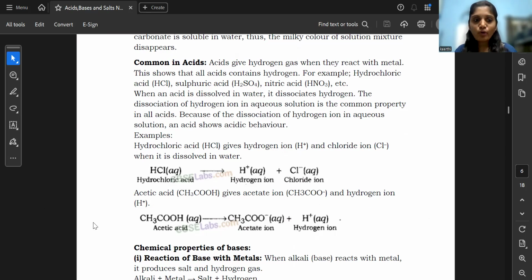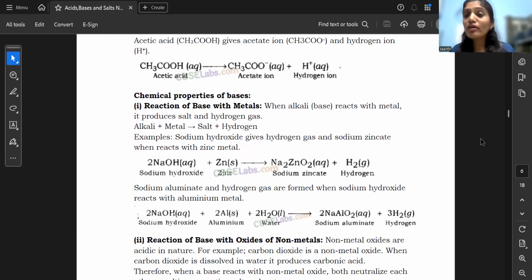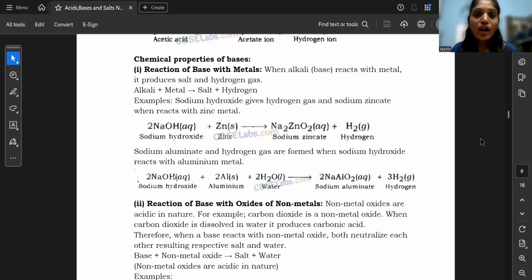Clear? Now we are going to see the chemical properties of bases. We'll still see the chemical properties of bases in this session, and the next part, pH, NaCl and compounds from NaCl, water of crystallization, and all that we'll see in the second part in the next video. Now it is very important to understand the chemical properties of bases. When you are doing the chemical properties of bases, listen very carefully, all metals do not react with bases.